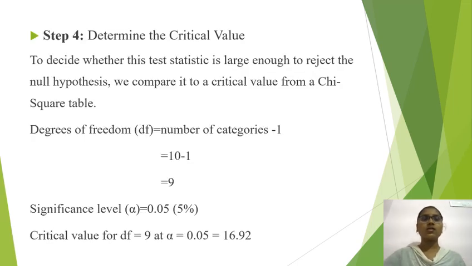Next we are moving to step 4. Determine the critical value. To decide whether the test statistic is large enough to reject the null hypothesis, we compare it to a critical value from a chi-square table. Degrees of freedom DF equal to number of categories minus 1. Number of categories is 10, 10 minus 1 is 9. Significance level is considered as alpha, alpha equal to 0.05, that is 5%. Critical value for DF equal to 9 at alpha equal to 0.05, from the chi-square table, we can get 16.92.